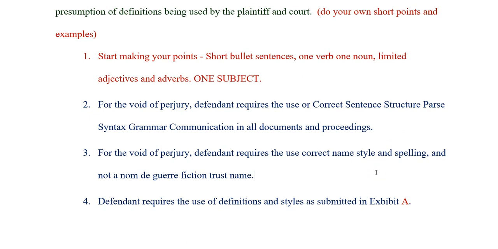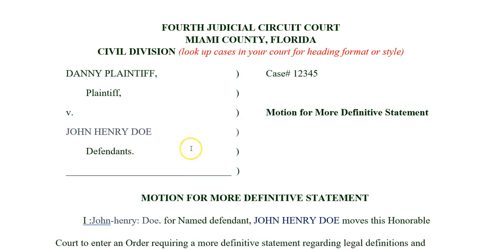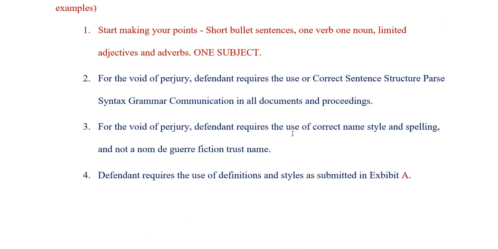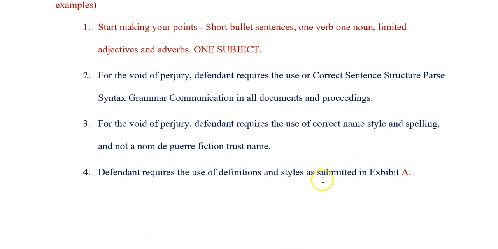Then for the void of perjury, defendant requires the use of correct name, style, and spelling, and not a nom de guerre fiction trust name. And that could be this name up here is a nom de guerre. It's not actually yours. Go look up the term nom de guerre and you will find out that it's a reflection of something. It's not the actual thing. So just go look that up and come up with your own definition.